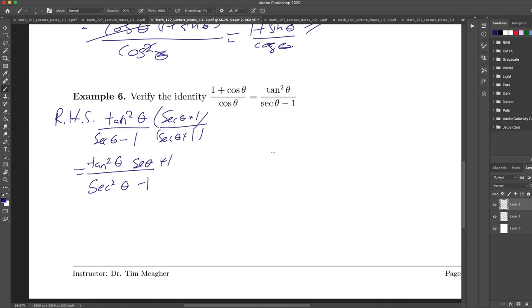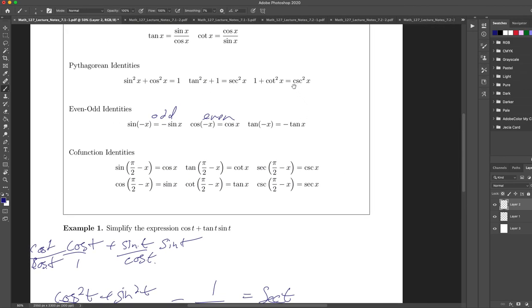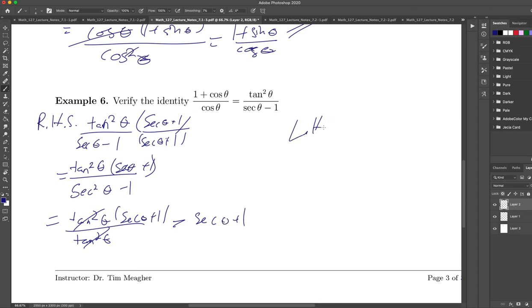Notice here that, let's go back to my trig functions. What is secant squared? So secant squared minus 1, if I move the minus 1 over here, is the same as tangent squared. So we go back to here. I can rewrite this as tangent squared theta over tangent squared theta, times secant theta plus 1. And notice the tangents cancel, and I'm just left with secant theta plus 1. Now, can I get that from the left-hand side? And the answer is yes.